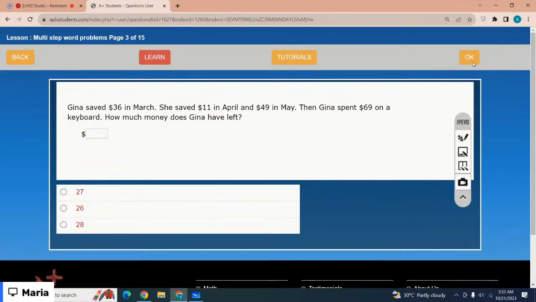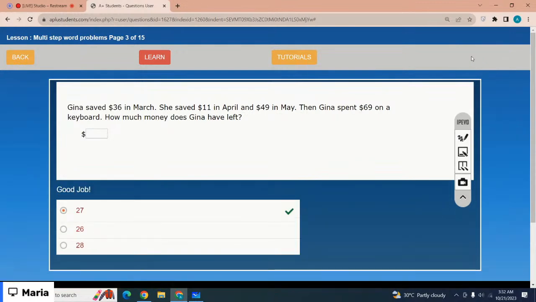First, you have to add what she saved, right? What she saved is 36 plus 11 plus 49. That means the total she has is $96, right? And then out of $96, she spent $69 on a keyboard. So that means 96 minus 69 equals, very good, that is $27. That means she still has $27 in her savings, not bank account. Got it?